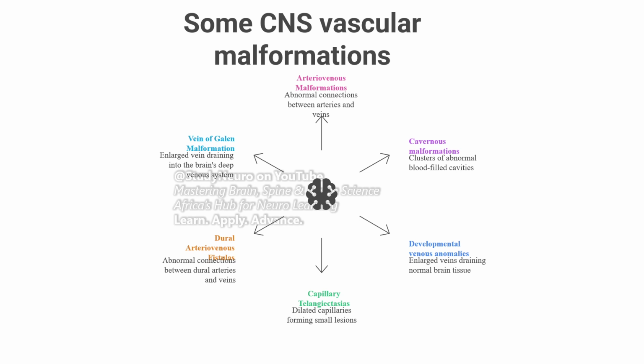This slide outlines the major types of cerebral vascular malformation in the CNS. The most clinically significant are the arteriovenous malformations, which pose a high risk of hemorrhage. Cavernomas may bleed or cause seizures. The vein of Galen malformations, typically seen in infants, are rare but serious, often leading to high output heart failure.